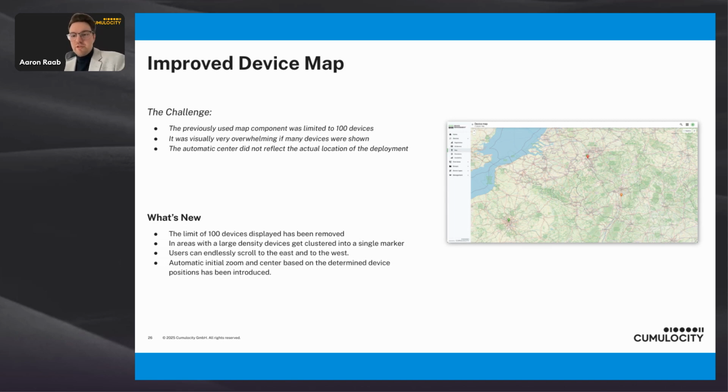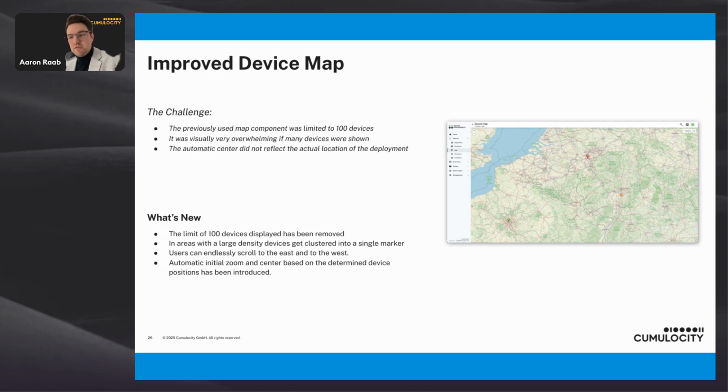Another improvement that we did was in the context of the device map. The device map is basically the place to go to get an overview of the geographical distribution of your deployments, to see where all your devices are right now. But there were also some limitations regarding the number of devices that were visible on that map, which was restricted to 100 devices. And even with 100 devices on that map, especially with dense deployments, it's quite overwhelming visually. You also weren't able to change the default center of the map. All of that has been addressed now.